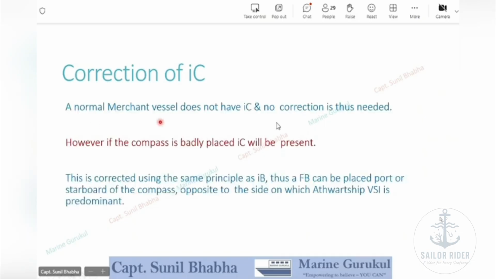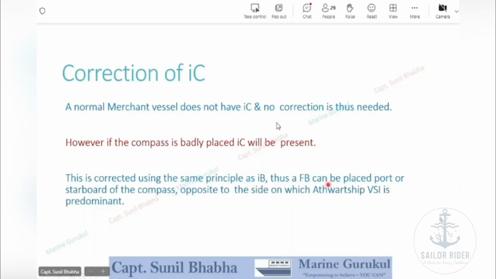A normal merchant vessel does not have IC, therefore no correction is generally required. However, if the compass is badly placed, IC will be present. Now this is corrected using the same principle as induced B.